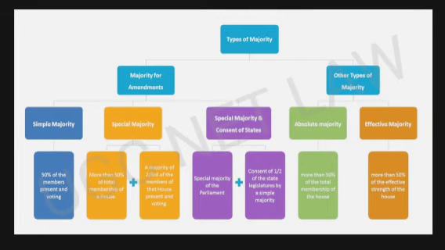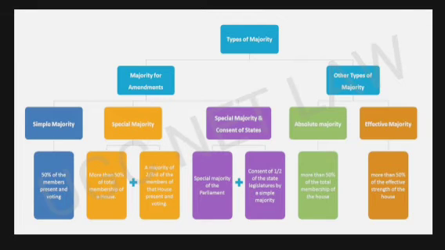Simple majority as well as special majority as well as effective majority. The three 50% is important. Simple majority is 50% of members present and voting, whereas special majority is two-thirds of members present and voting, whereas absolute majority is more than 50% of the total membership of the house, whereas effective majority is more than 50% of the effective strength of the house.